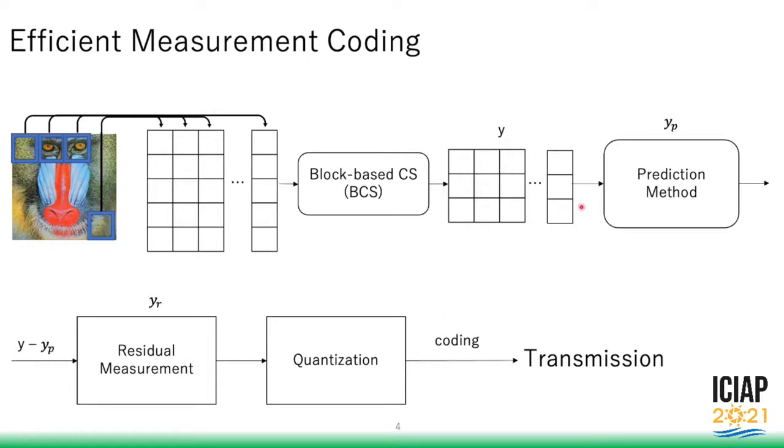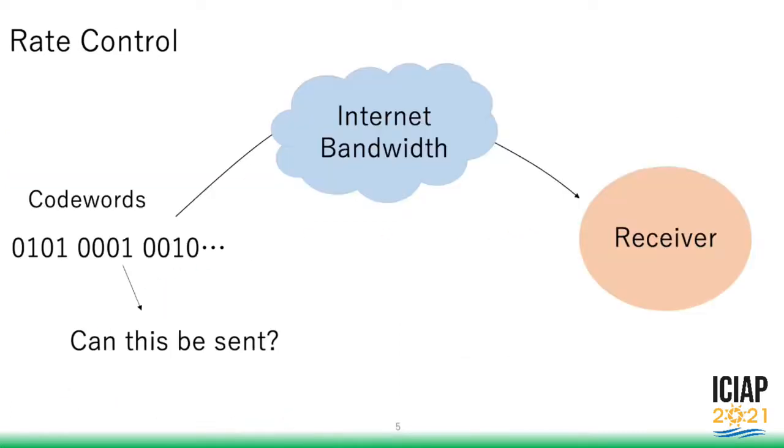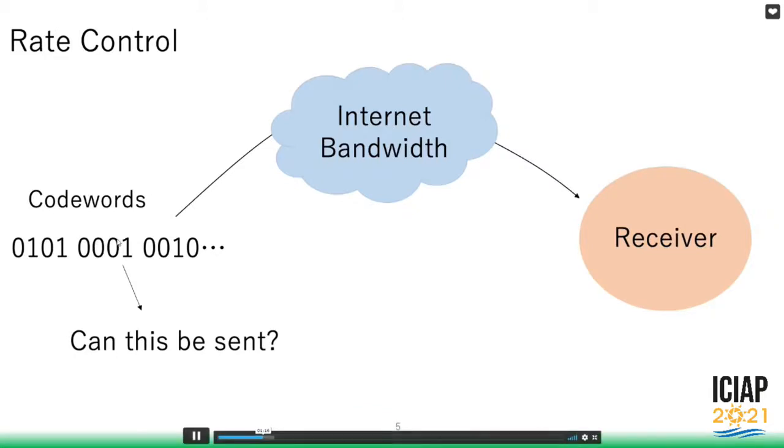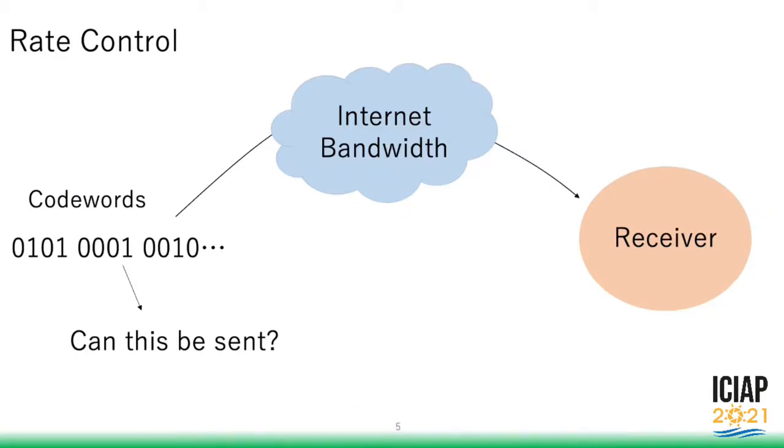Then employ a prediction-based coding algorithm, and the difference between the current measurement and the predicted measurement is quantized to reduce the data size. But if the compression is not sufficient, data can't be sent because the internet limits bandwidth. So compressed data must be smaller than it, and under this condition, we want to maximize the data quality. Hence, we go back to the encoder side and apply a control system.